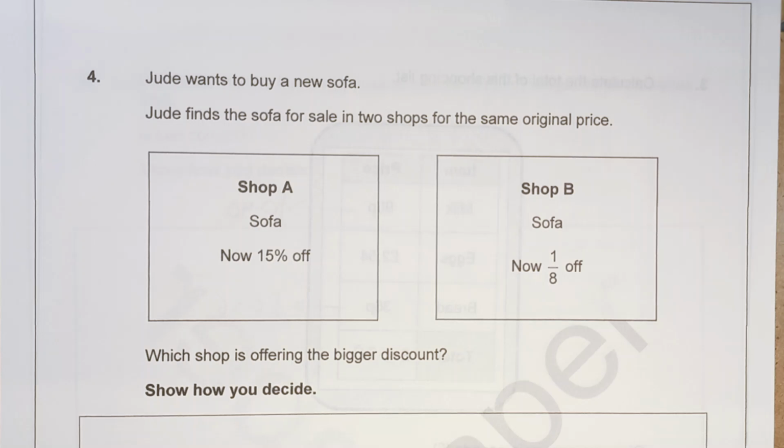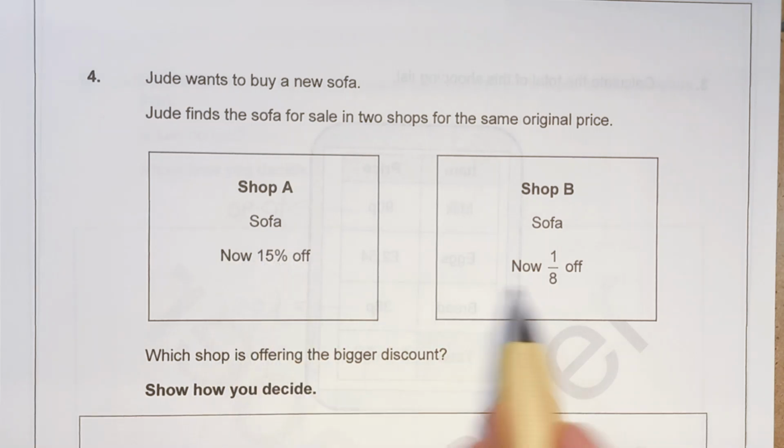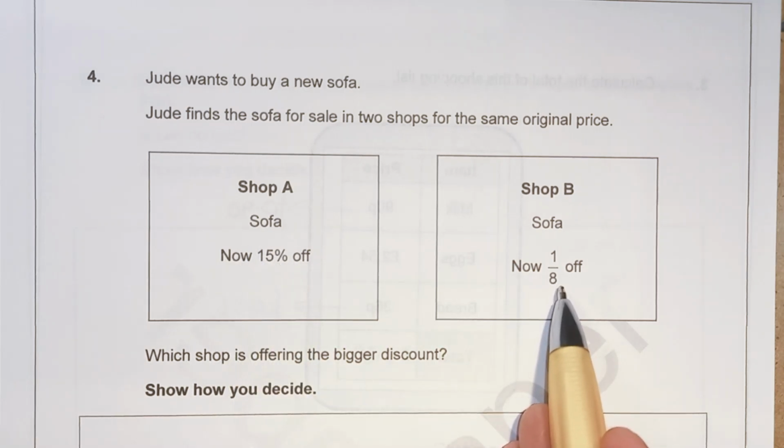Show how you decide. So I know some people would find this really difficult because it hasn't got a price in there. It's just saying it's the same. And if that happens, if you find it easier to work with an actual amount, we'll just pick a number. You could pick 100 or 1,000, nice round number, and work it out that way. But what we can do instead is, basically what we're trying to do is to compare 15% with 1/8.